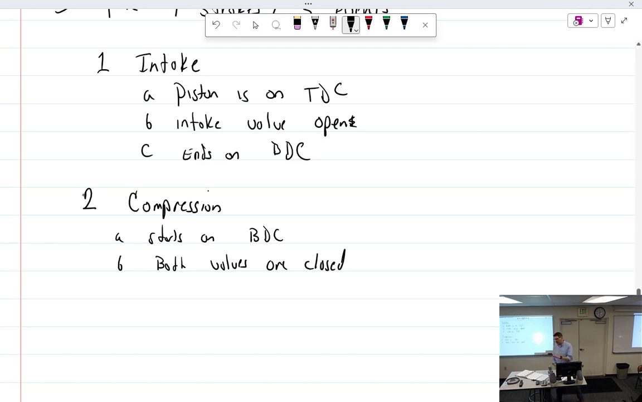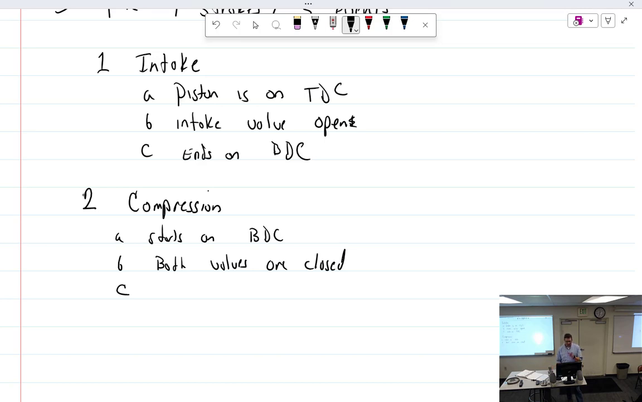Now, I need to preface this, I should have already said this. What we're doing right now is looking at an overly simplified version of the four-stroke auto cycle. The animation is an overly simplified version of it. We'll clean this up in a minute, but it's just easier to start with the simplified version than it is to start with what really happens.